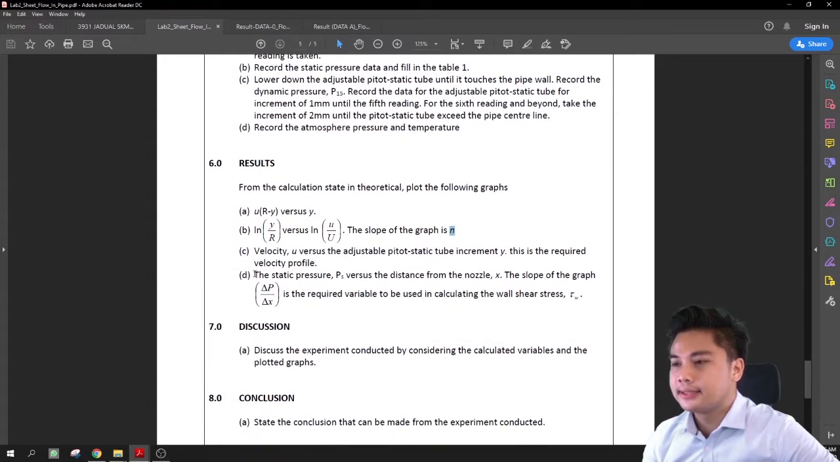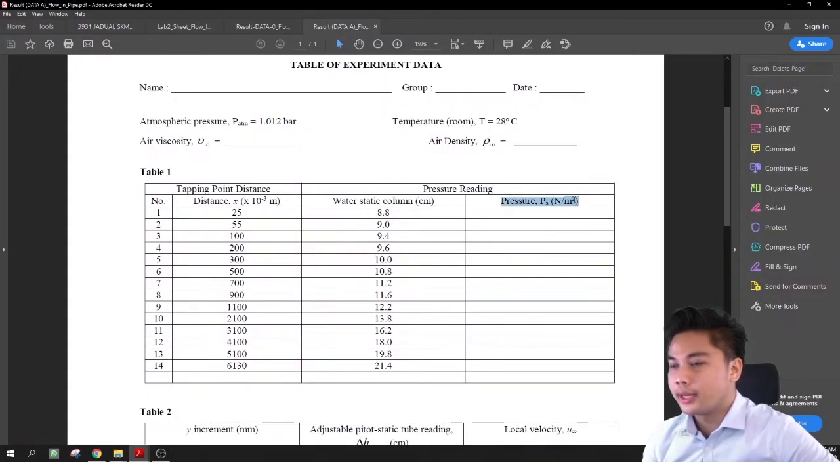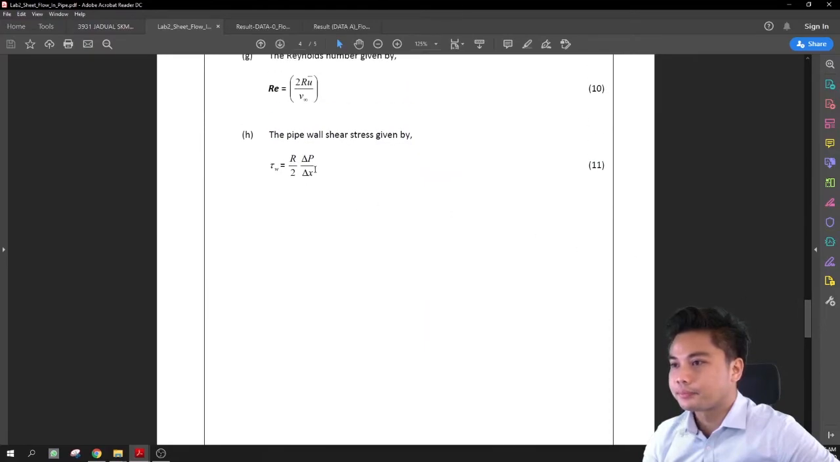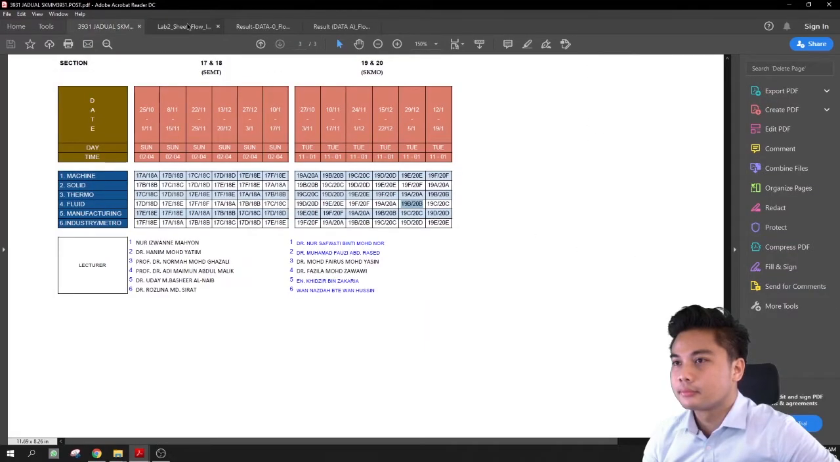And the static pressure, PS, versus distance. So why do you need to plot this? Because you need to get the slope of the graph, which is delta P over delta X. That is required to calculate the shear stress here.